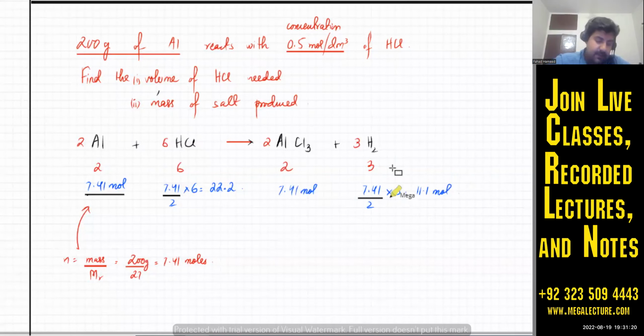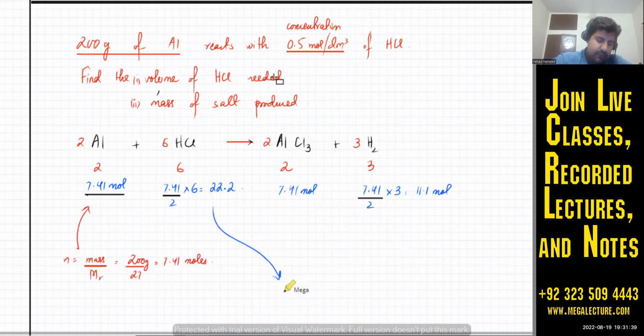अच्छा, anyways, now moles तो आ गए. That's the first thing. You can remember all moles question. So first thing, find out the moles of everything, right? And then you try and answer this. Volume of HCl needed. So HCl किधर है? You have to find the volume of HCl, right?